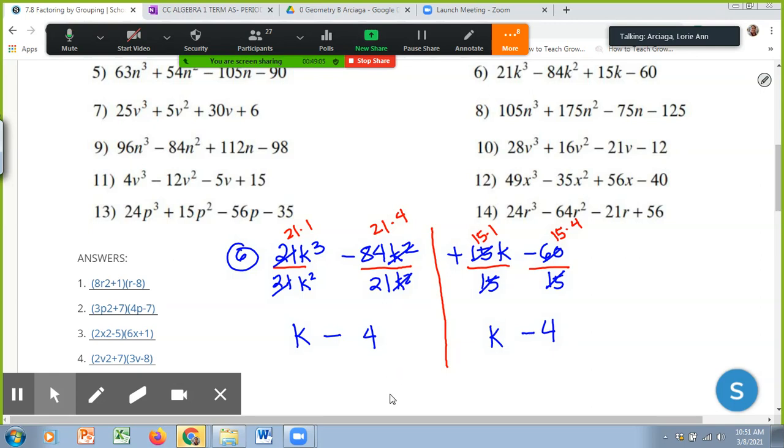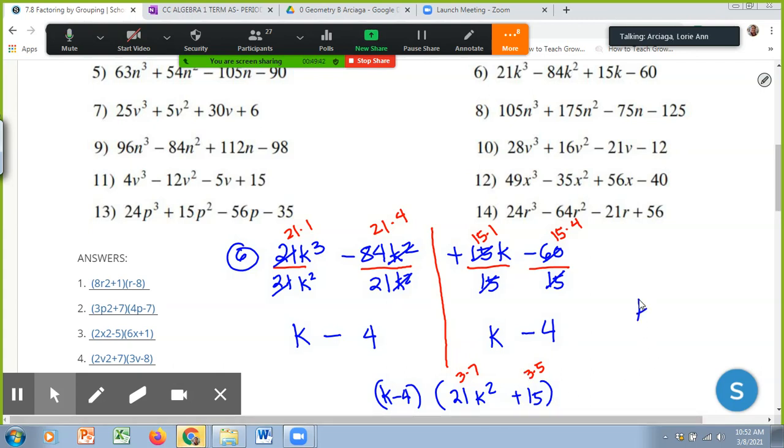So your answer will be, you bring down k minus 4 only once, and then you put your GCFs together, which were 21k squared plus 15. But you'll never see this in the key to correction. Why? Because you need to factor this out again completely. So what goes into 21 that also goes into 15? It's 3, right? This is 3 times 7, and this is 3 times 5. So you can again factor out the 3 from here.